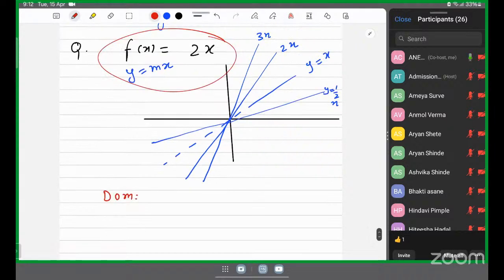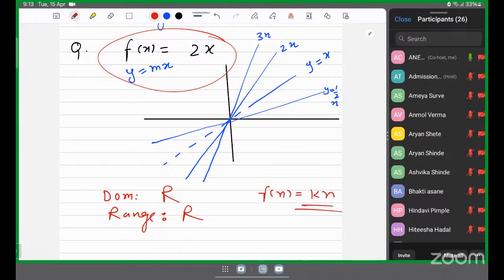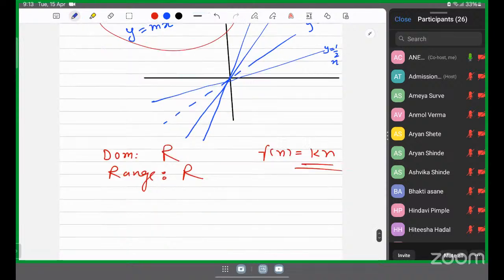Domain will be anything, any real. What will be its range? This will again be R because the graph is extending from minus infinity to plus infinity in the y direction. So the range will be again R, which simply means if you have any function f of x equals kx type, we can clearly state that its domain will be R, and its range will be R.